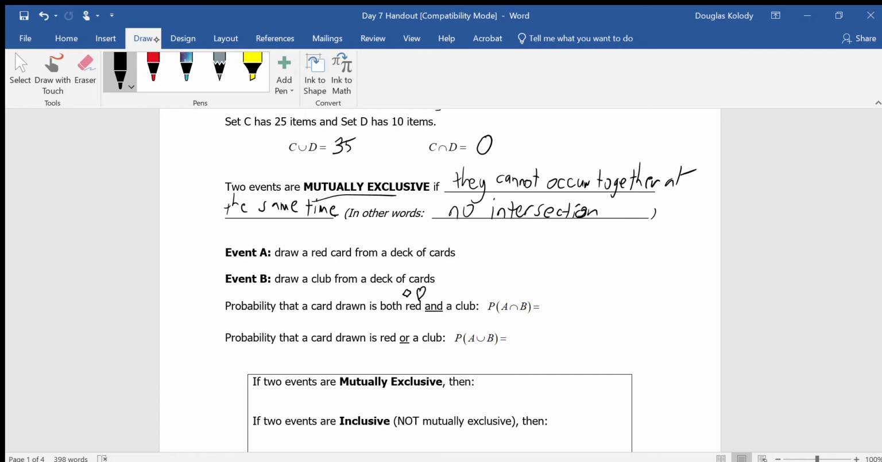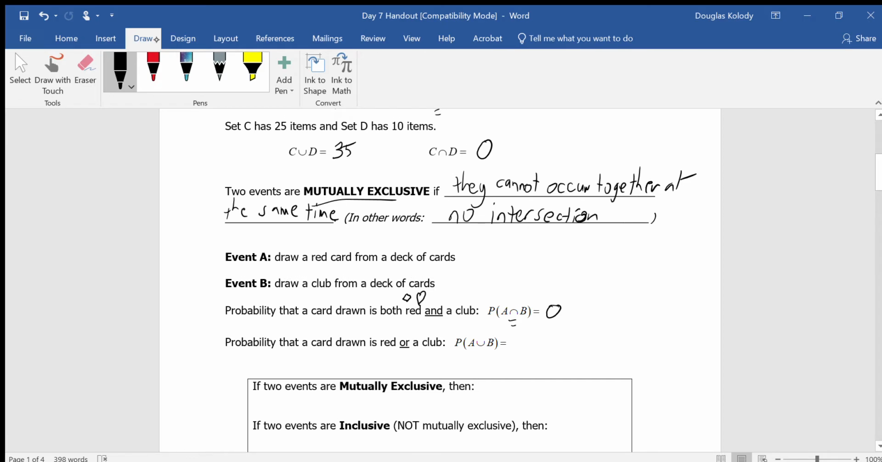So can a card be both red and a club, a black club, at the same time? The answer is no. So what's the chance of both of those events occurring at the same time, being red and a club? 0. That's being mutually exclusive. Those two events are mutually exclusive of one another. The probability that a card drawn is a red card or a club. Well, let's think about the probabilities of each. To be red is half the deck, so that's 26 cards out of 52. And then a club is one of the suits, so that's 13 cards out of 52.